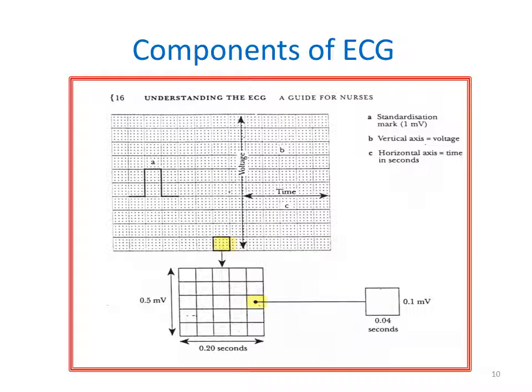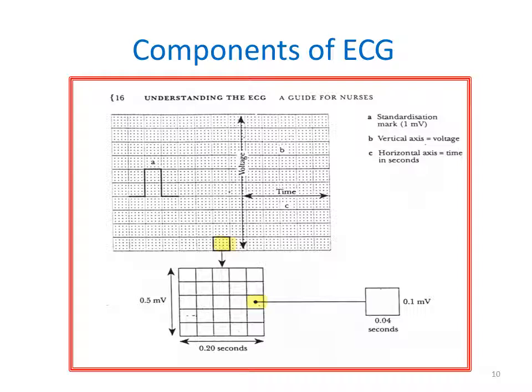This image clarifies what we said previously. This small square at the bottom of the image is 0.04 second wide and 0.1 millivolt high. If we take 5 small squares, we need 0.2 second to cross these 5 small squares, which is 1 large square.